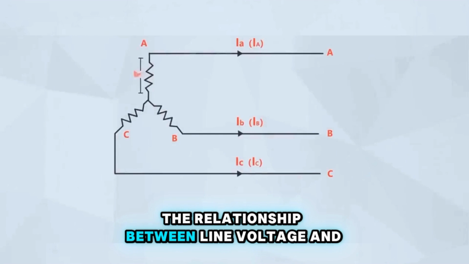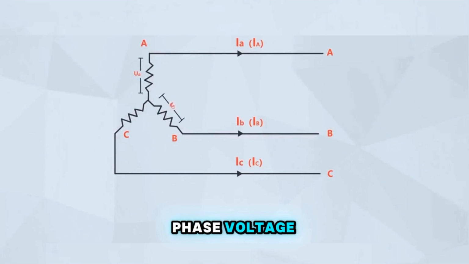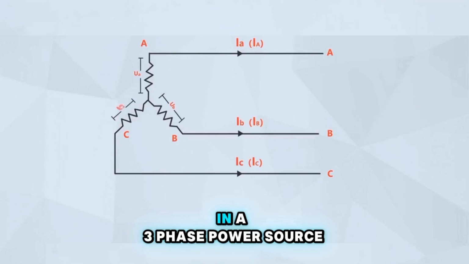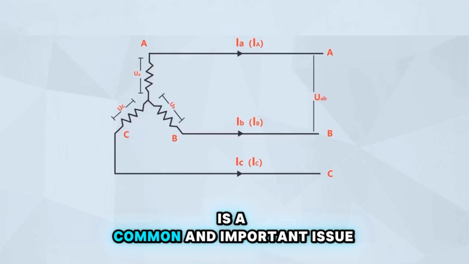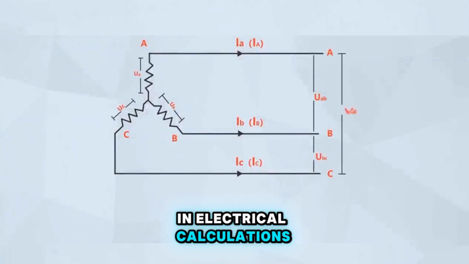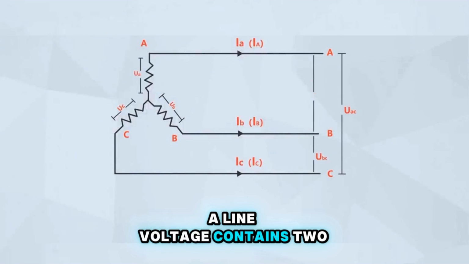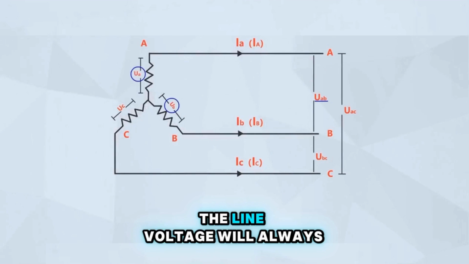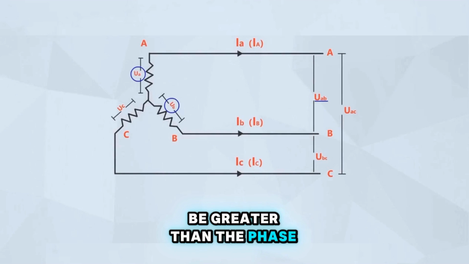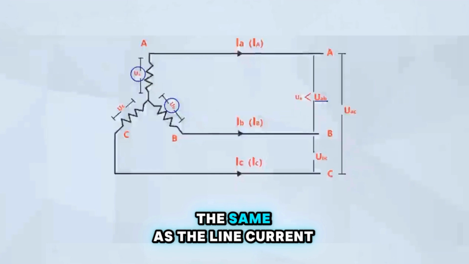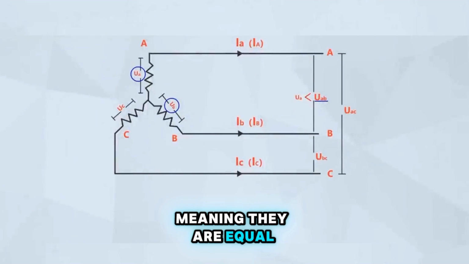The relationship between line voltage and phase voltage, line current and phase current in a three-phase power source is a common and important issue in electrical calculations. A line voltage contains two phase voltages, so the line voltage will always be greater than the phase voltage, while the phase current is the same as the line current, meaning they are equal.